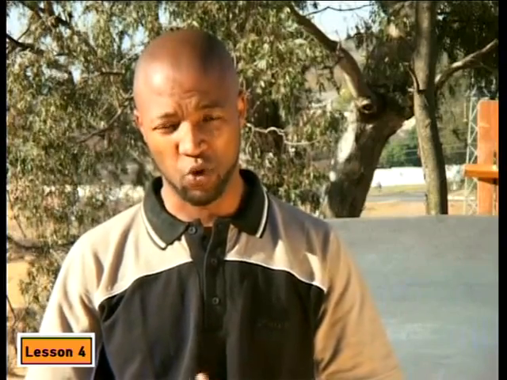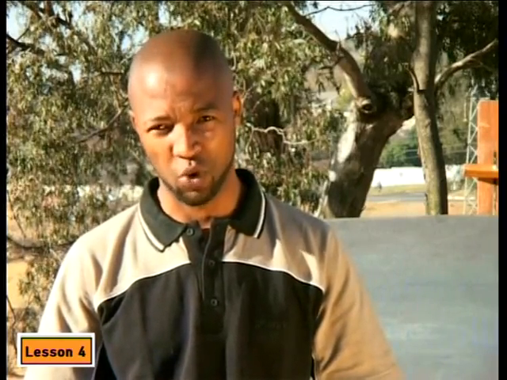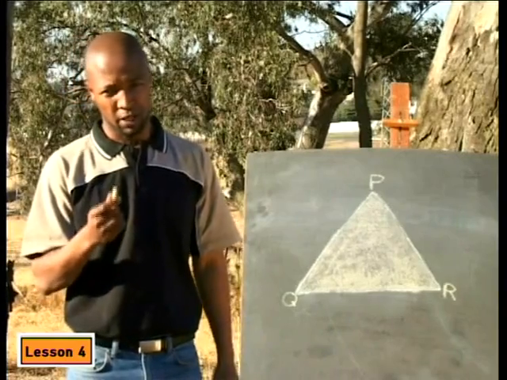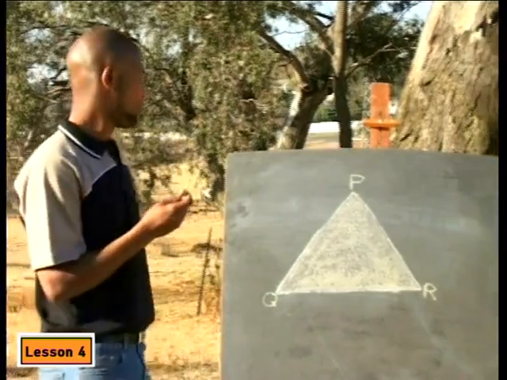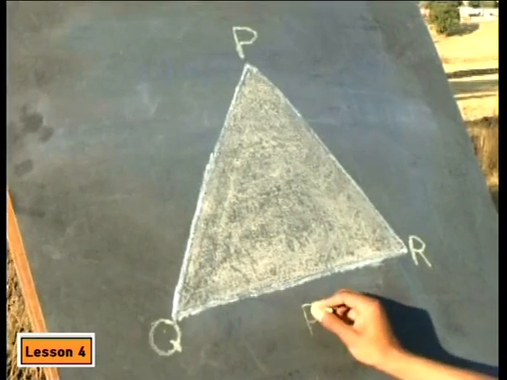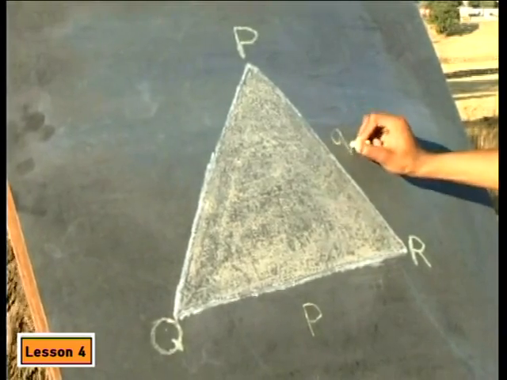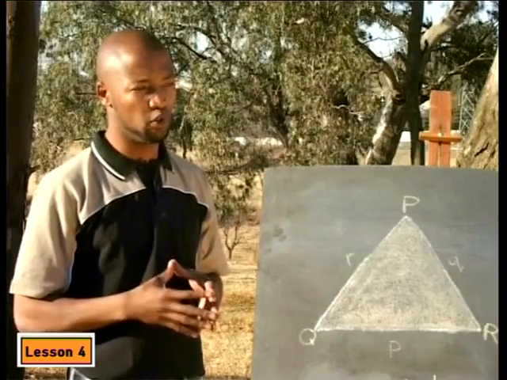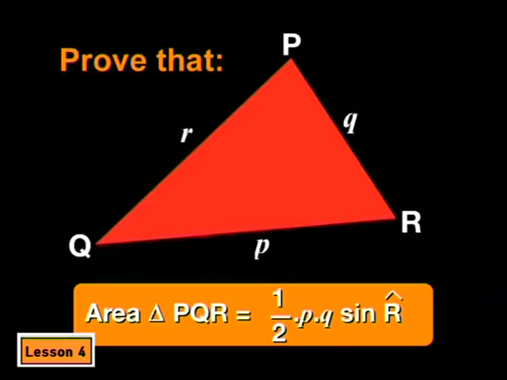Well done. You've worked hard. Now there's one more thing that I have to show you, and that is how to derive the formula that we've been using to work out all these questions. To start with, let's take any triangle, PQR, and let's label its sides P, Q, and R. We'll try to prove that area of PQR is half of P times Q times sine R.